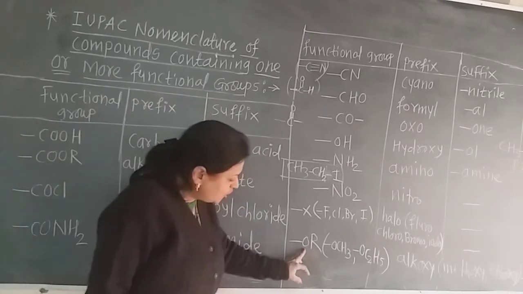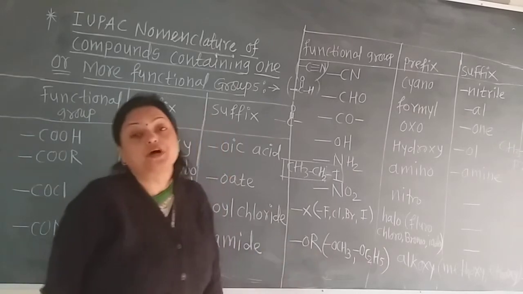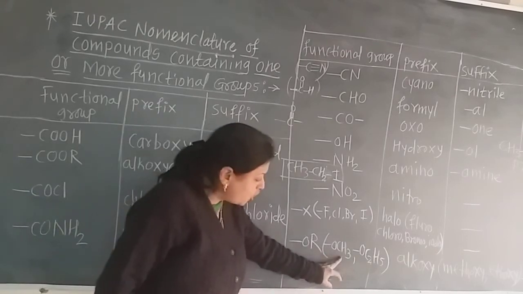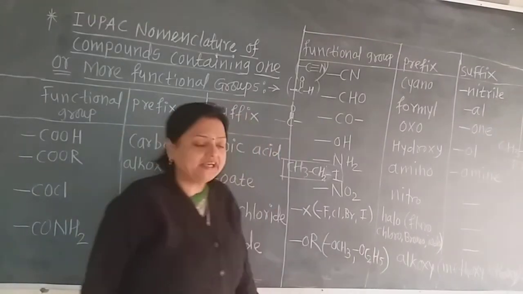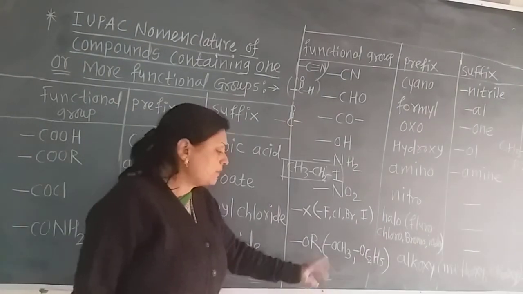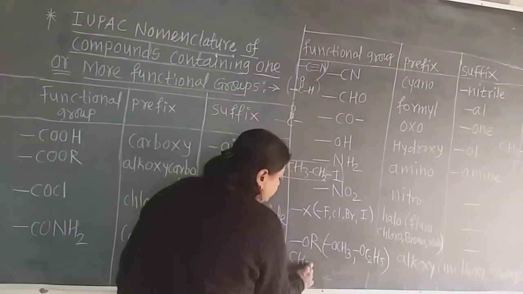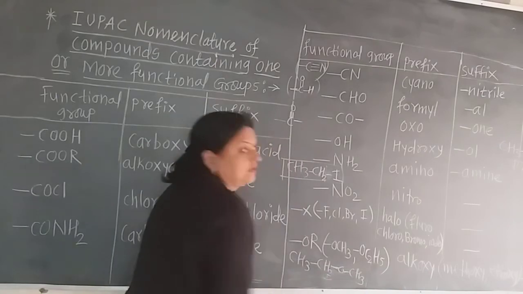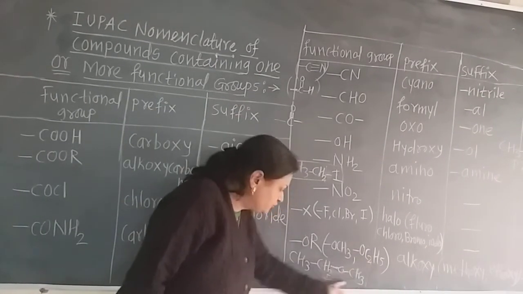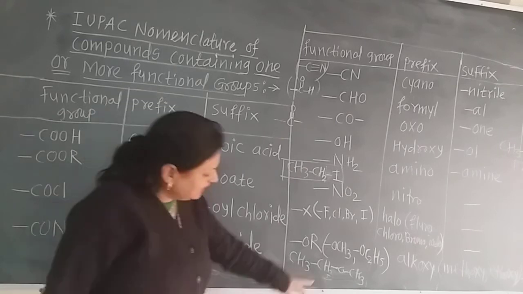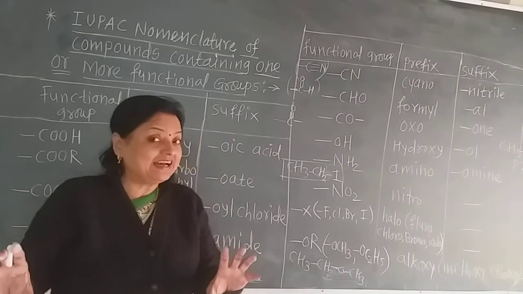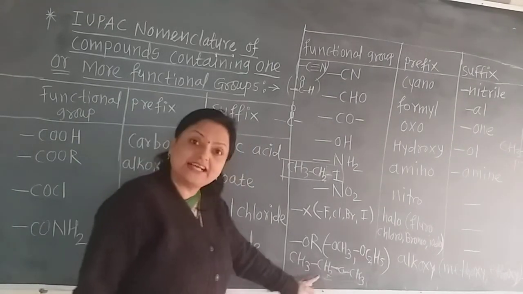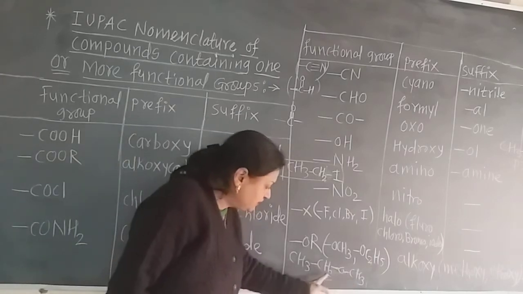Now, if there is OR, that is the alkoxy, as the functional group, such as OCH3, OC2H5. This is the methoxy, this is the ethoxy group. So generally it is alkoxy, but suppose there is such a compound, CH3CH2OCH3. Now that is an ether. Then we give the name methoxyethane. Large alkyl group becomes the parent alkane and short alkyl group becomes the alkoxy group. Remember that. So the ether is given the name methoxyethane.